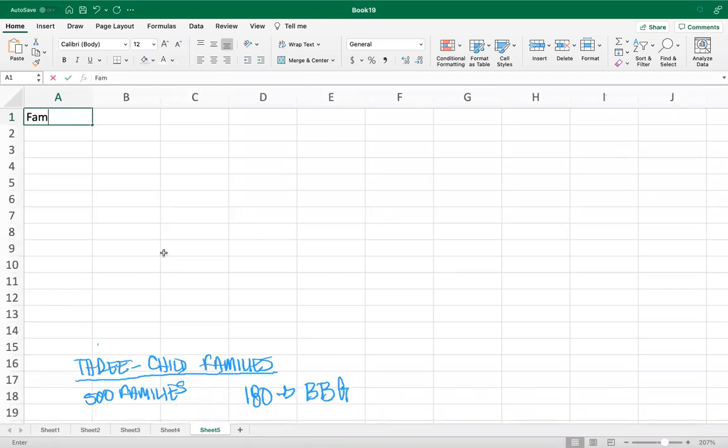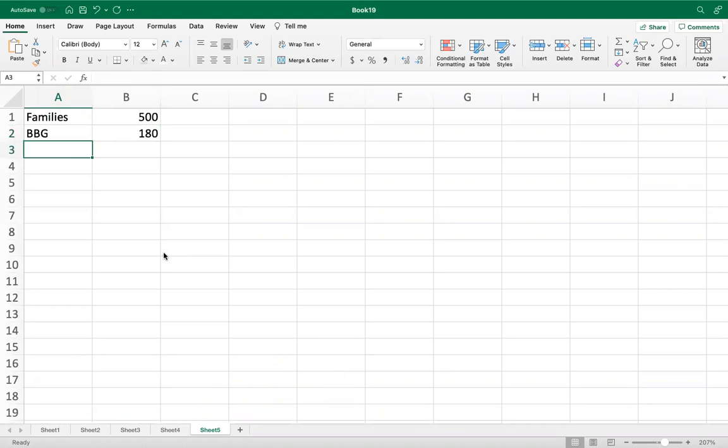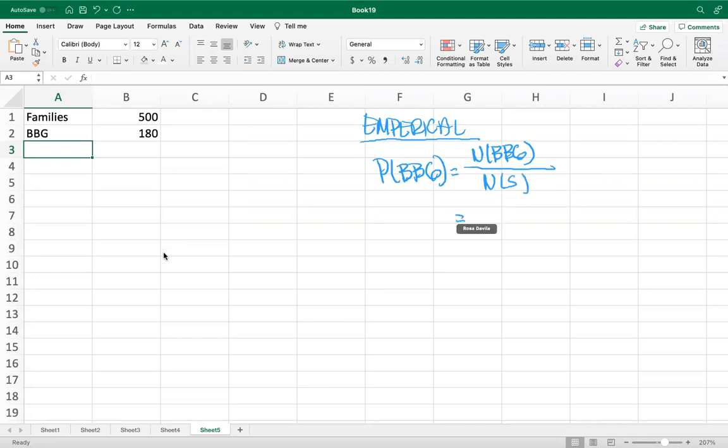All right, so we had 500 families, and boy, boy, girl, we had 180 of those. So now let's talk about the different probabilities. So empirical method. Empirical uses our frequencies. So the probability of boy, boy, girl using the empirical method is the number of boy, boy, girl divided by the number in the sample space. So the number of boy, boy, girl was 180, and we divide that by 500.